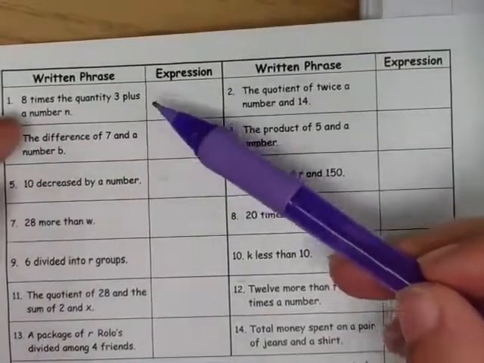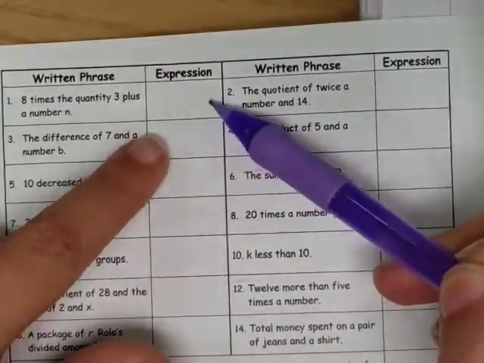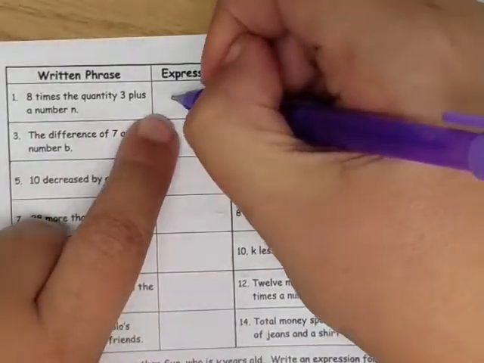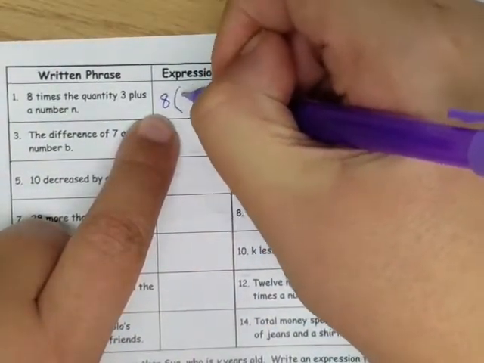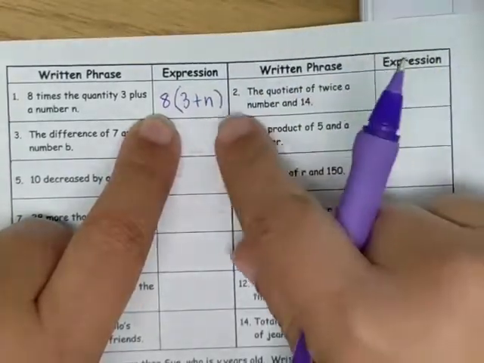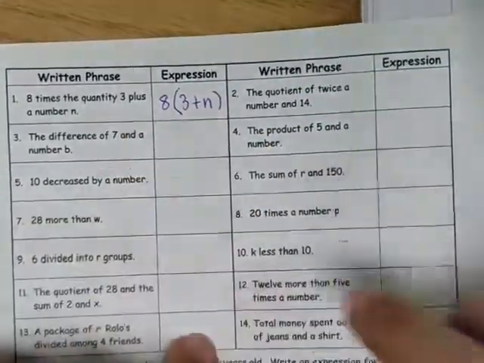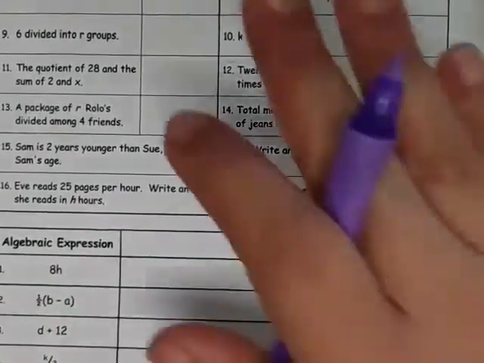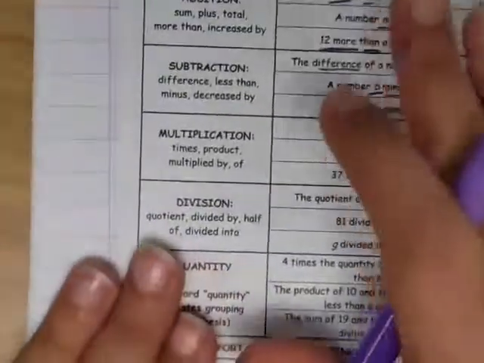All right, the inside, same type of thing. You're just going to take the written phrase and turn it into an expression. So these shouldn't take you very long. So 8 times the quantity of 3 plus a number n. So see, that was quick and easy. And then just do the rest of these. Same thing at the bottom. So really this is just like the front that we did here. So it shouldn't take very long.